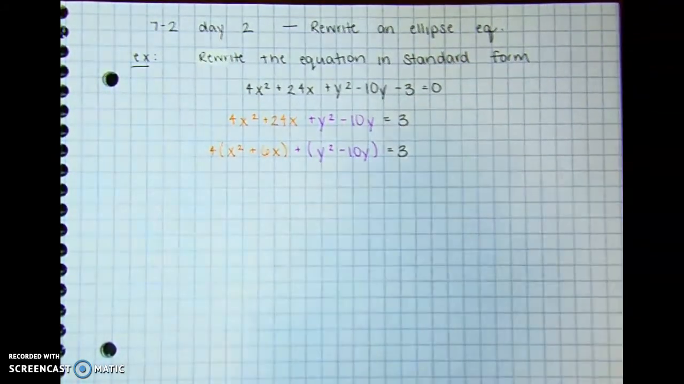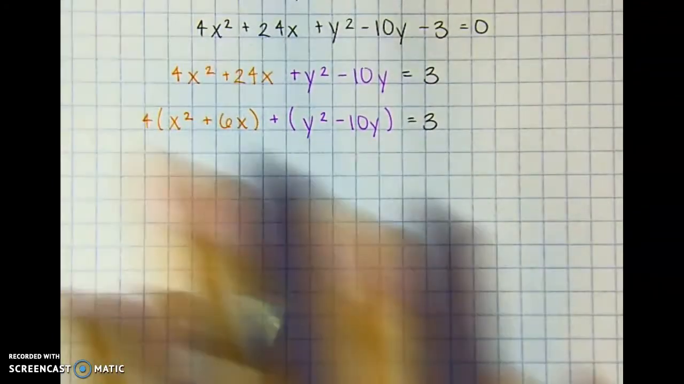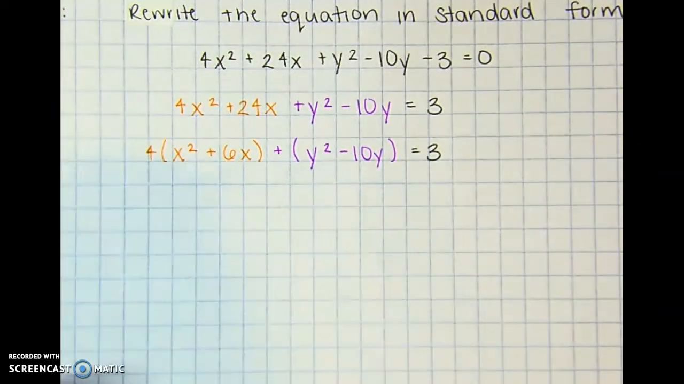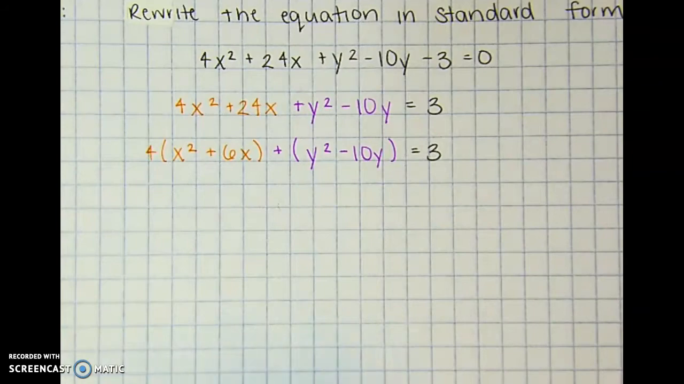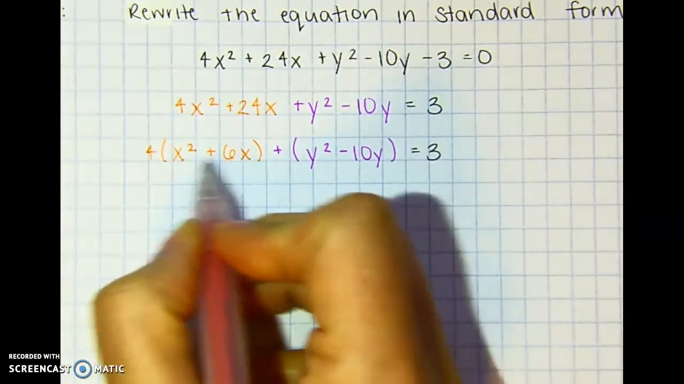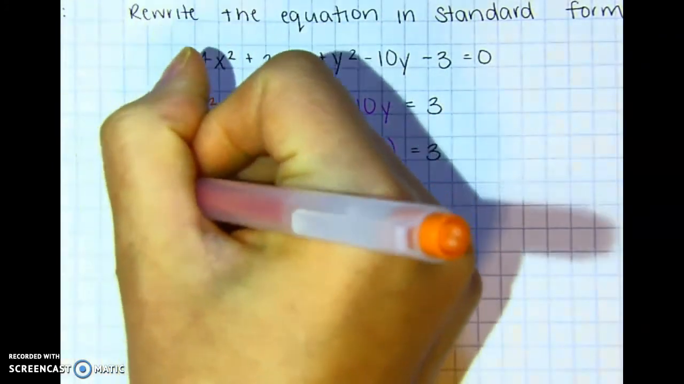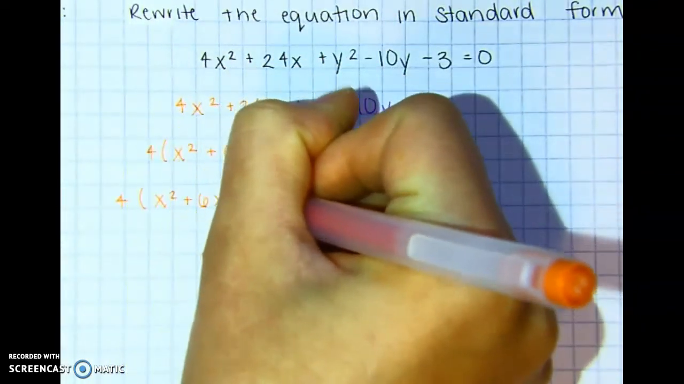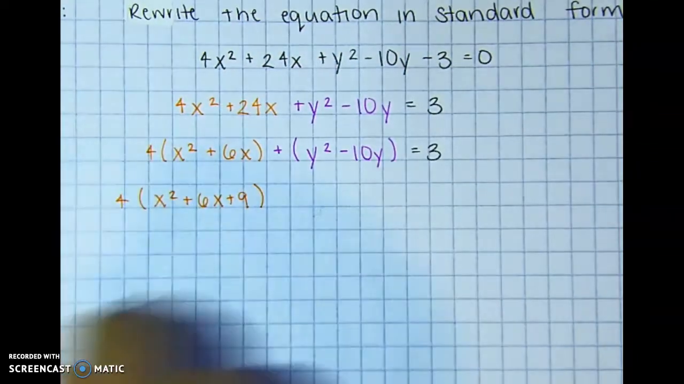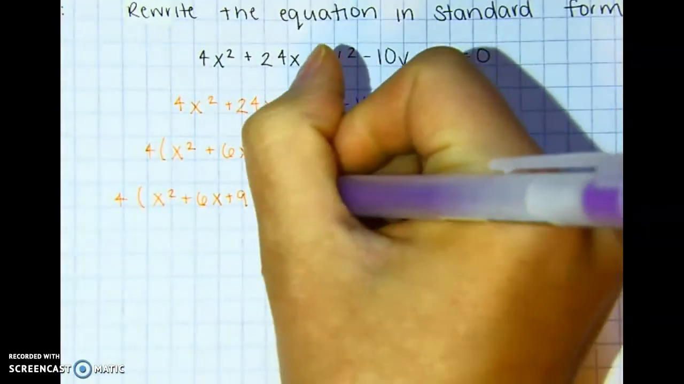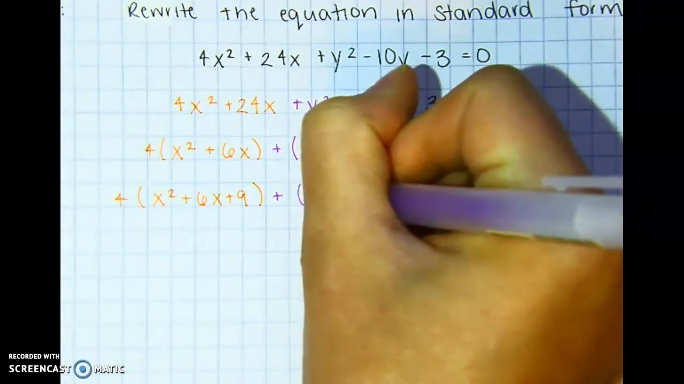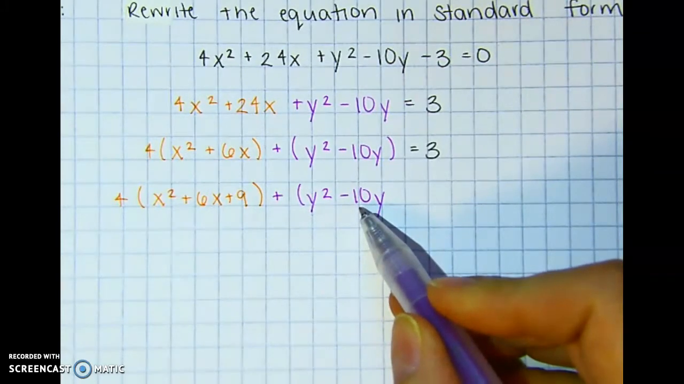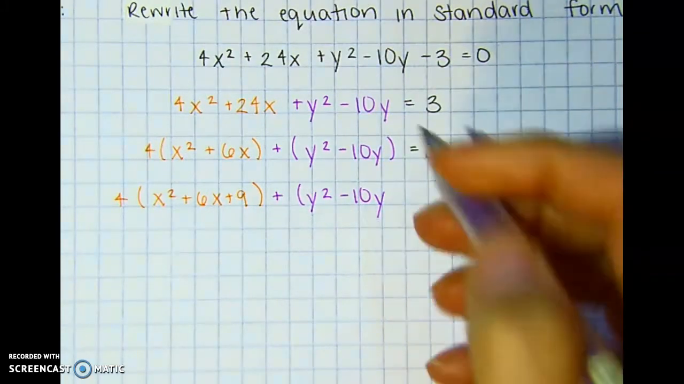Now is the part where we actually complete the square. In here, I'm going to do 6 divided by 2, which is 3, and then square it, which is 9. And I'm going to add that inside my parentheses. And then over here, I'm going to complete the square. So I have y squared minus 10y. Negative 10 divided by 2 is negative 5, and negative 5 squared is 25.